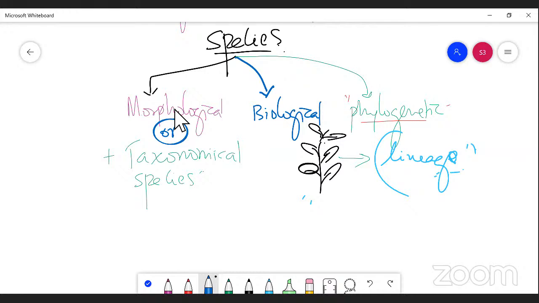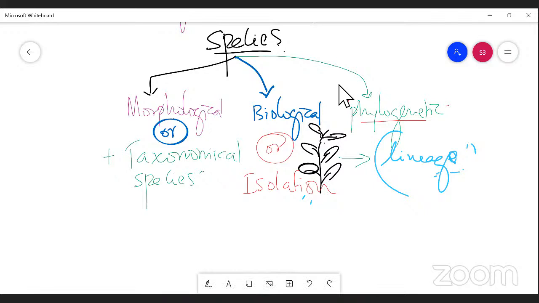Right. And biological species, it is also called isolation species. Please understand. Biological species is also known as isolation species, right? Isolation species. Biological species is also known as, students, did you understand? It is also known as isolation species, right? This biological species was first introduced by one of the scientists, right?